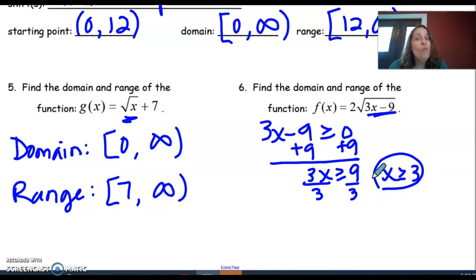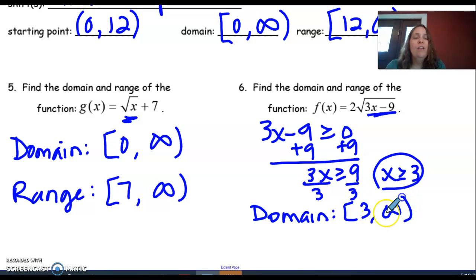Well, that's 3 units to the right of x equals 0. So our domain is going to start at 3 and go to positive infinity, and if we were asked for the shift, it would be that it is 3 units to the right.